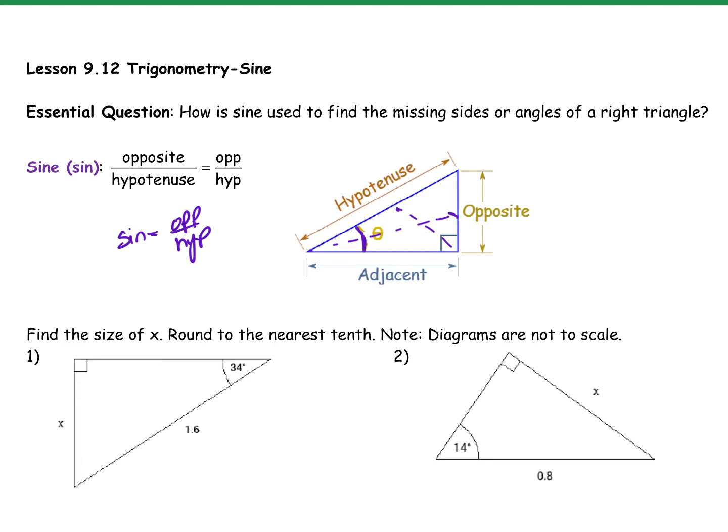Eventually you'll see that sine, cosine, and tangent are used to solve real life problems a lot. Right now we're just going to use it with right triangles. It's always with right triangles, but you'll see how people use it a lot to solve stuff in real life.